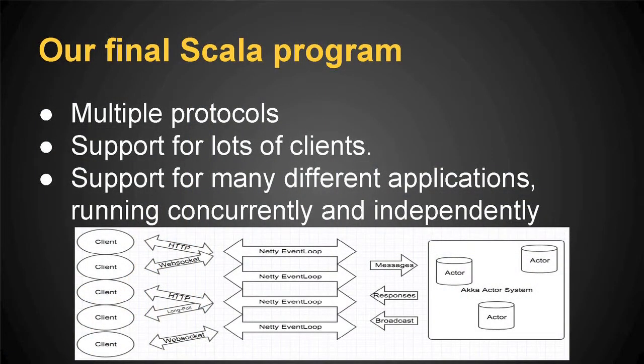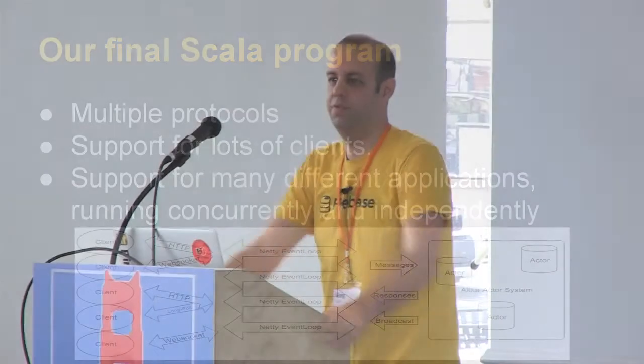All right, so this is our final program here. We've got multiple protocols. They're a mix of request response and subscriptions for broadcasts. We've got support for a large number of clients, and we're not blocking the event loops anymore, so that'll let that scale up nicely. The messages just get appended to the actor mailboxes. And we have support for many different applications running concurrently and independently on the thread pool underlying the actor system.